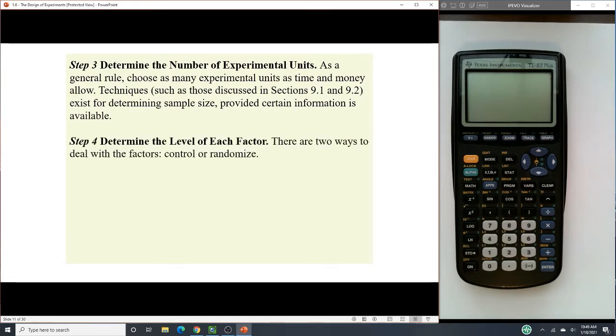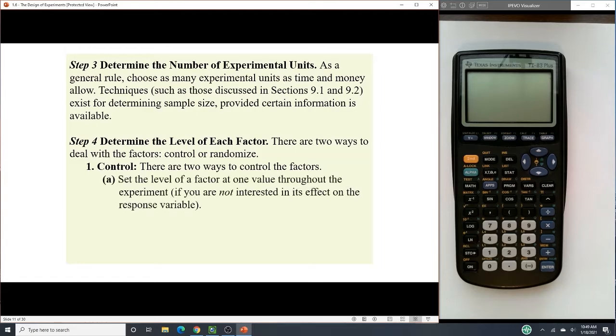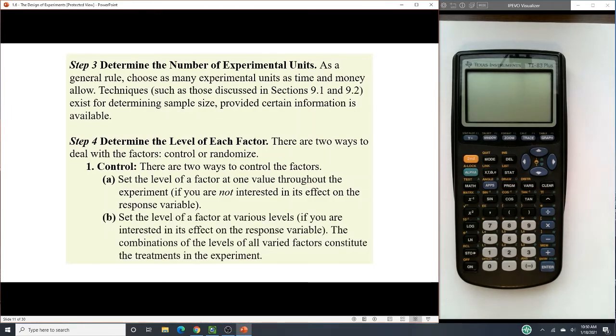Step 4, determine the level of each factor. So there are 2 ways to deal with factors. It's either to control the factors or to randomize the level there. In order to control, there are 2 ways to control the factors. We set the level at one value throughout the experiment. Okay. And then 2, we can set the factor at various levels. Okay.